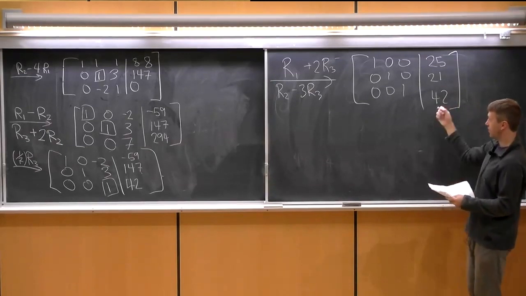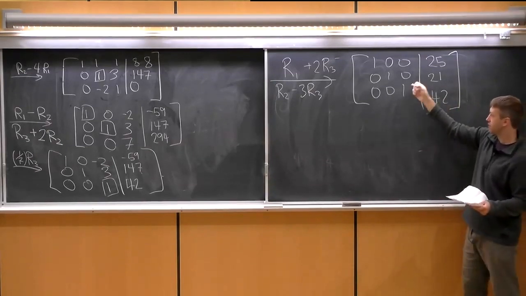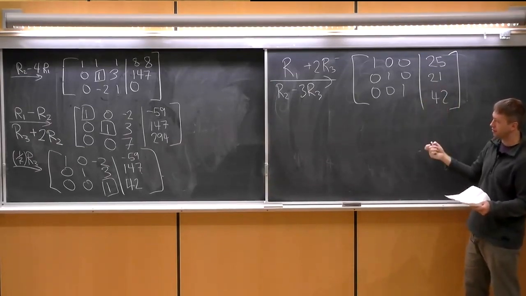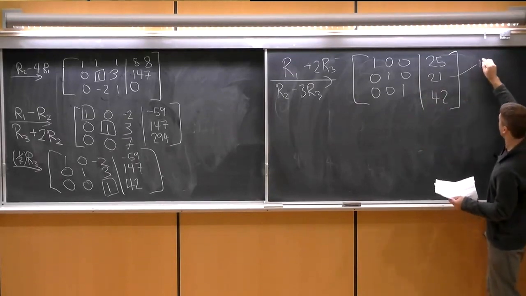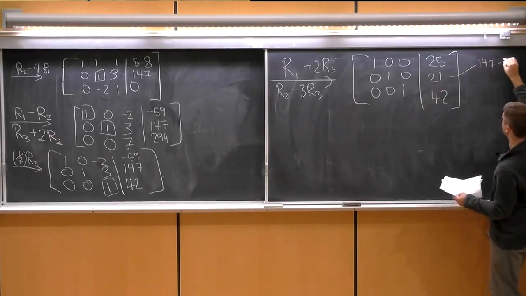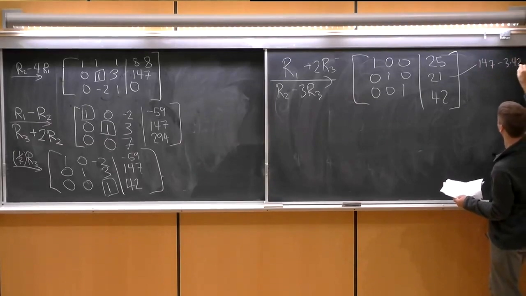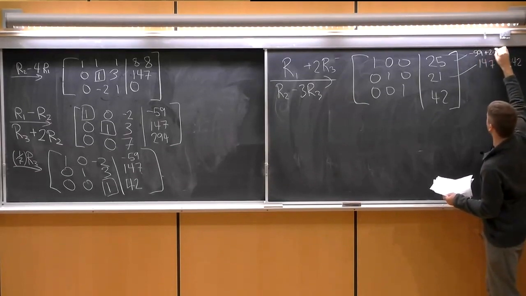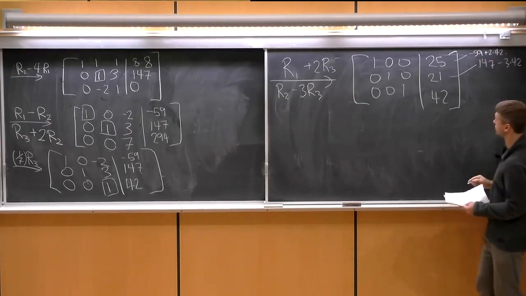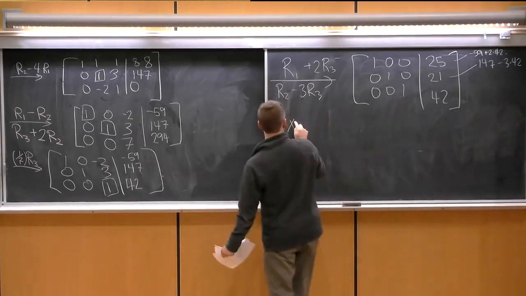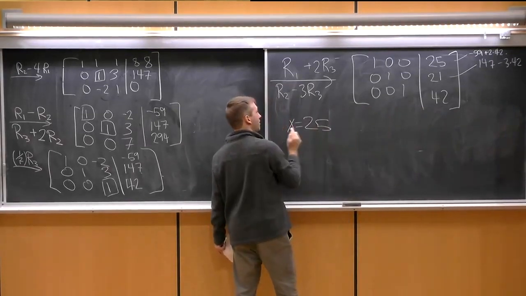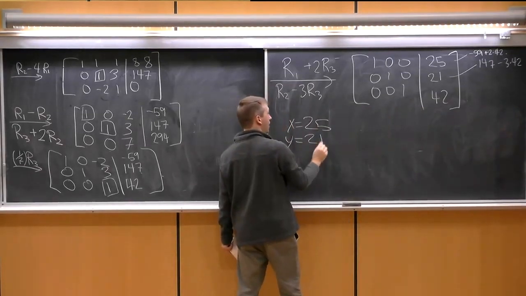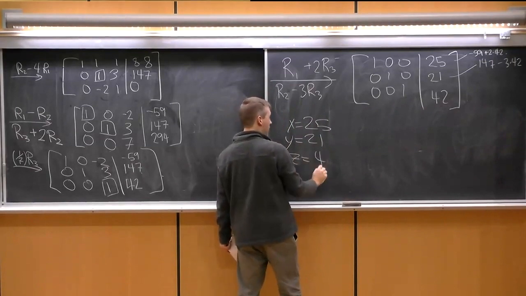This was already 42, but this 21 comes from 147 minus 3 times 42. And this comes from negative 59 plus 2 times 42. Okay, so now we win. So x is 25, y is 21, z is 42.